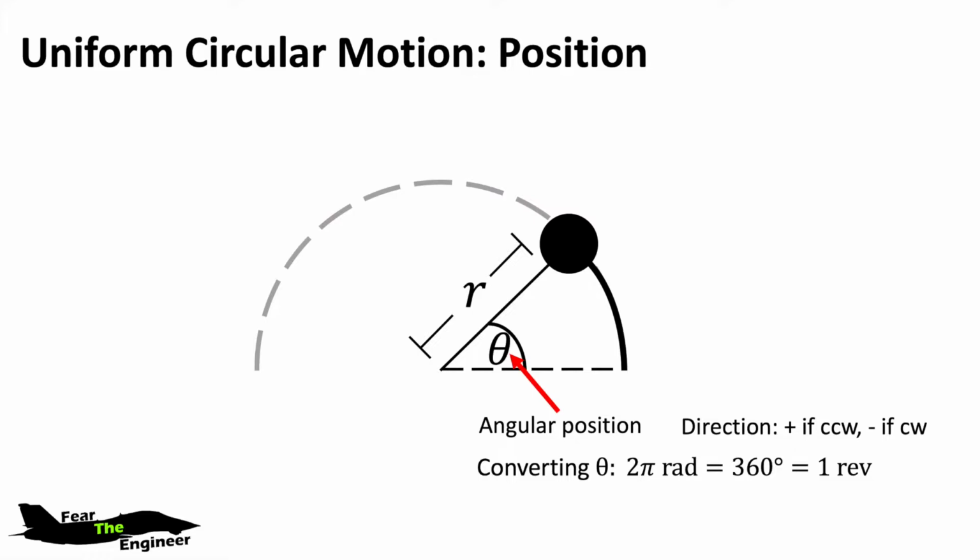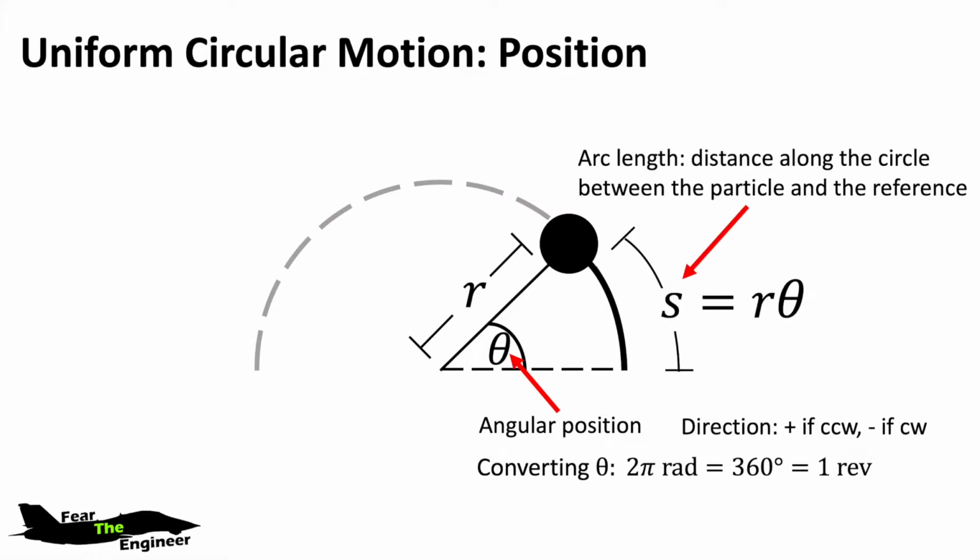If we multiply the radius and the angular position together, we get the arc length, s. This tells us how far we have to travel along the circle to get to the particle, starting from some reference point. Once again, we use the horizontal axis as the reference. To use this formula, you need to have the angular position in radians, not degrees, so keep that in mind.